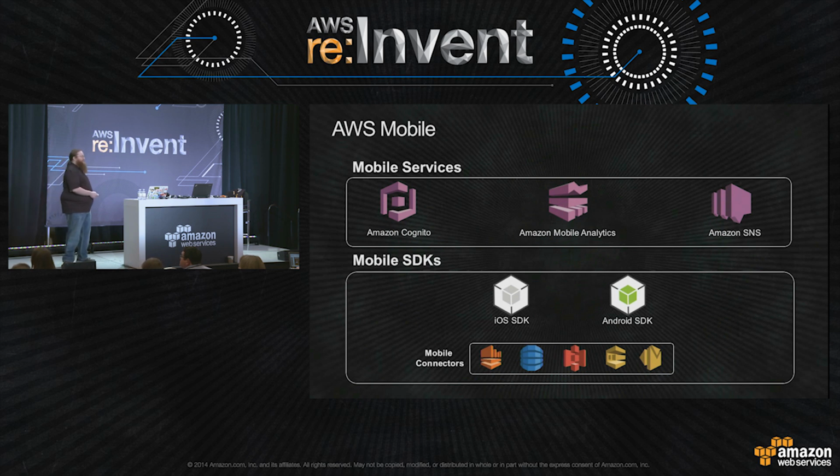AWS Mobile has a bunch of offerings that solve a lot of these problems. The top portion here is our mobile-specific services. Amazon Cognito, which is a product that I work on, Mobile Analytics and Amazon SNS are mobile-focused services. These were built with the mobile developer in mind. But then we also have our mobile SDKs, iOS, which we're talking about today, and Android is next door, which has specific connectors for other services such as Kinesis, S3, DynamoDB, SES, and SQS.